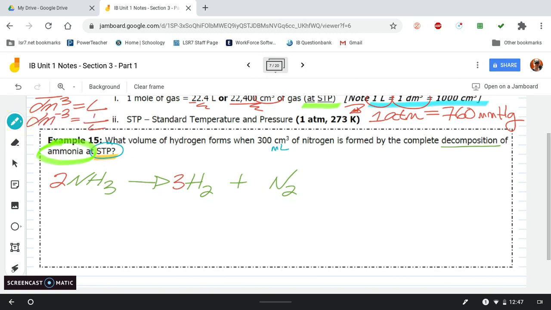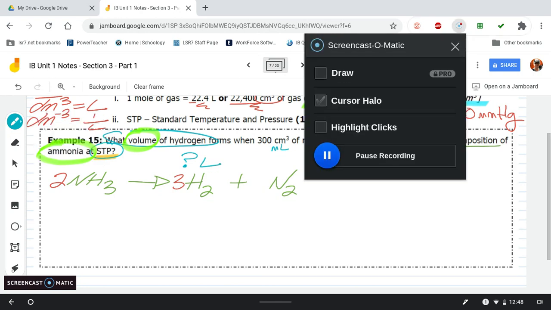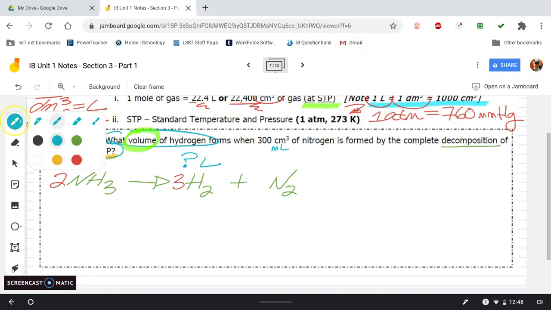It says we have what volume, so what volume of hydrogen means I'm going to put a question mark above hydrogen, and when you see the word volume, that's going to mean liters. And so you might want to make a little note to yourself that okay, volume is what led me to knowing that they want to answer in liters.